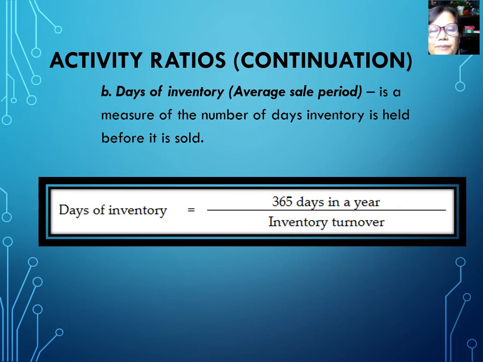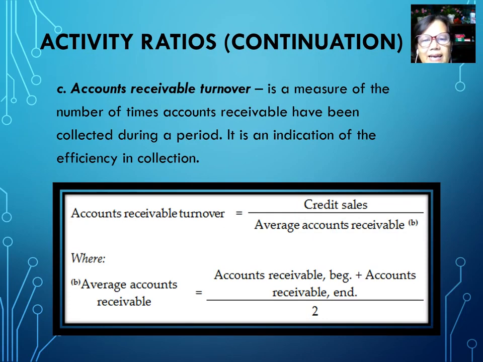This is the measure of the number of days inventory is held before it is sold. Gaano katagal itong nananatili sa estante o shelf ng isang merchandiser. So, the formula is days of inventory is equal to 365 days in a year over the inventory turnover. So, determine first the inventory turnover before you get the days of inventory. Okay? Next is the accounts receivable turnover.